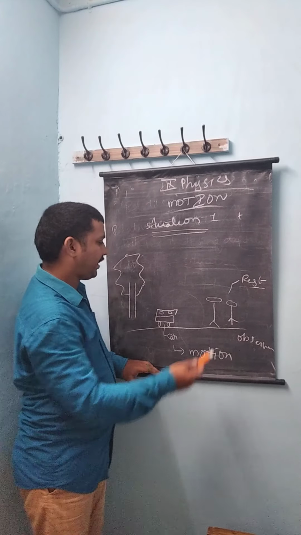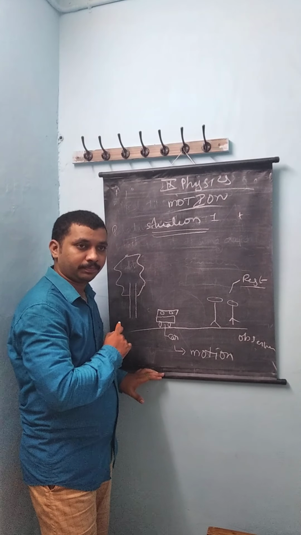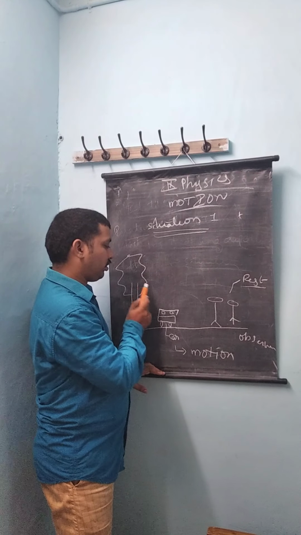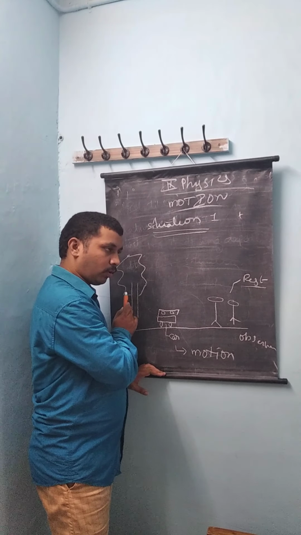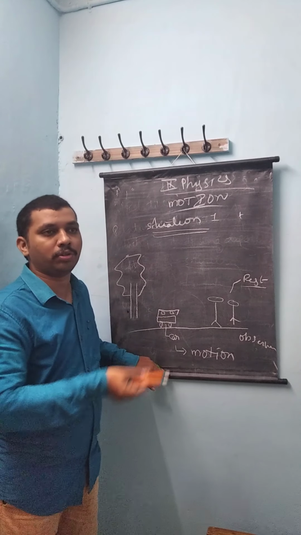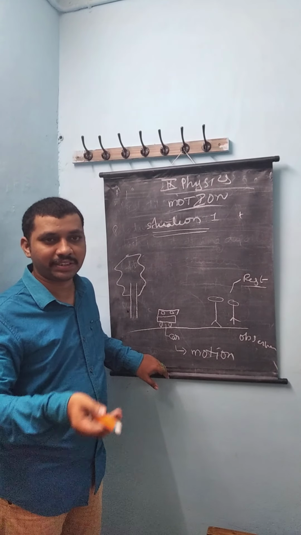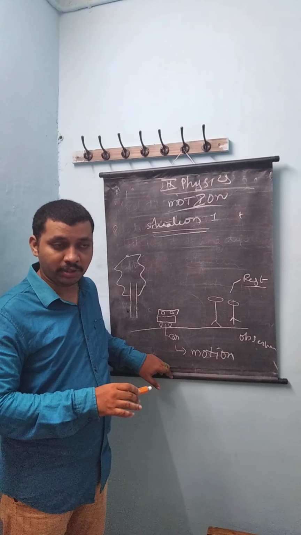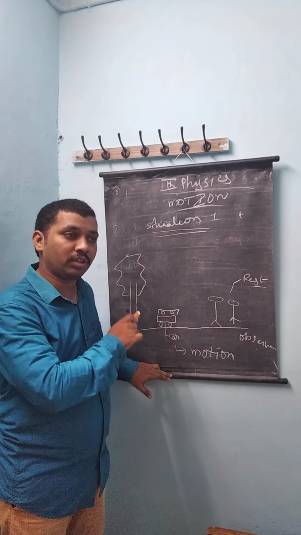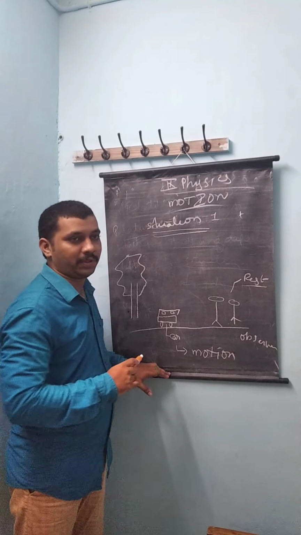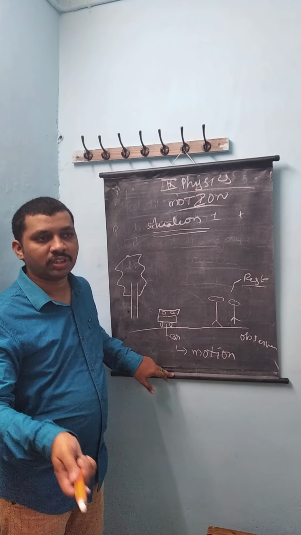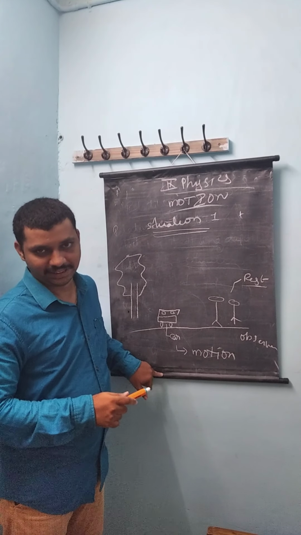Now, let us observe the tree first. We are observing the tree on the opposite side of the road. Can we say the tree is at rest or in motion? Definitely the answer is at rest. Why? Because we are not changing our position, and the tree is also not changing its position. We are not observing any change. So the answer is at rest.